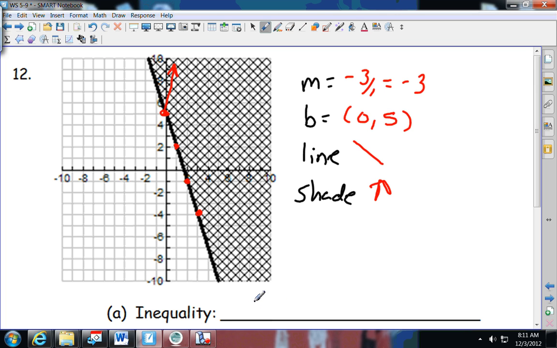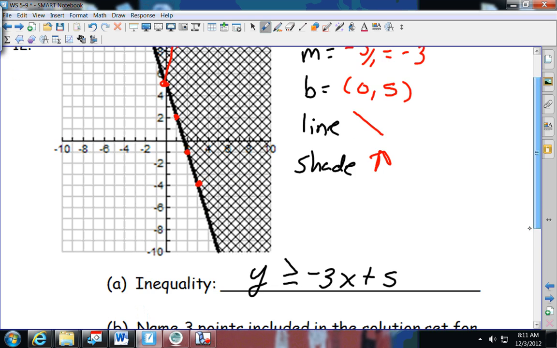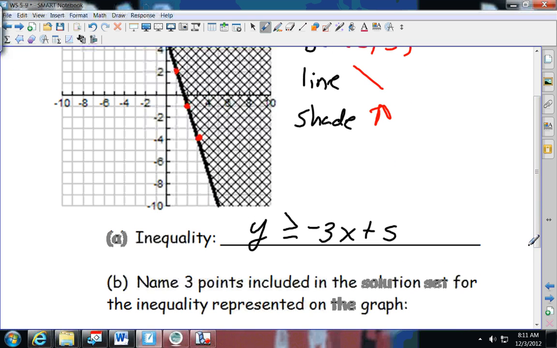My inequality: y is greater than or equal to negative 3x plus 5. Now, the other questions say name 3 points that are in the solution set represented by the graph. You can choose any points that are in the shaded area. Do the points on the line work? Yeah, it does because it's equal to. So all those points work.